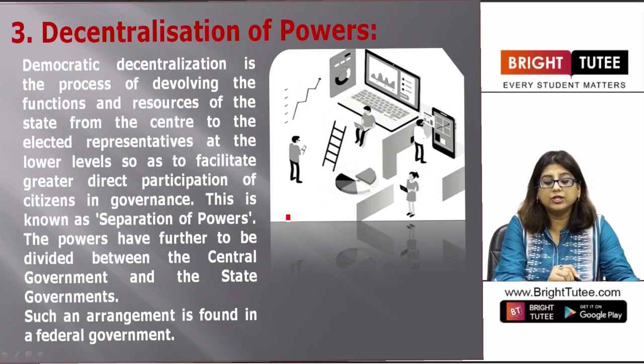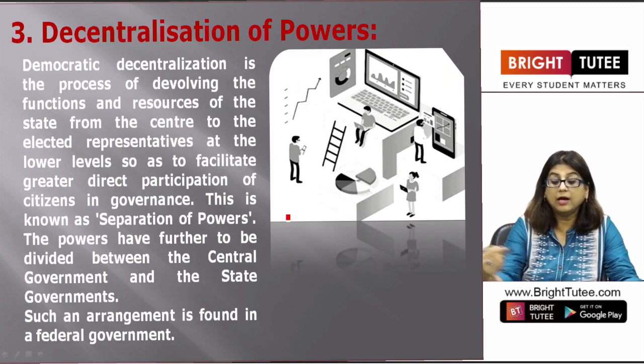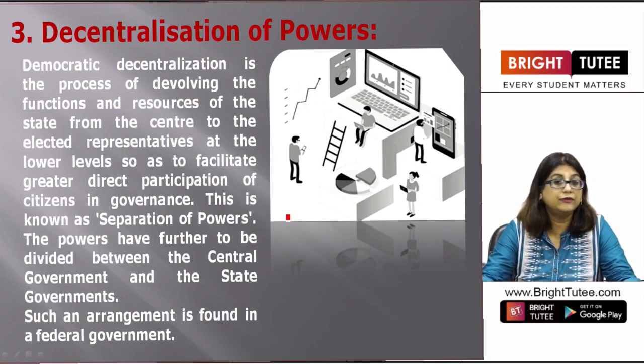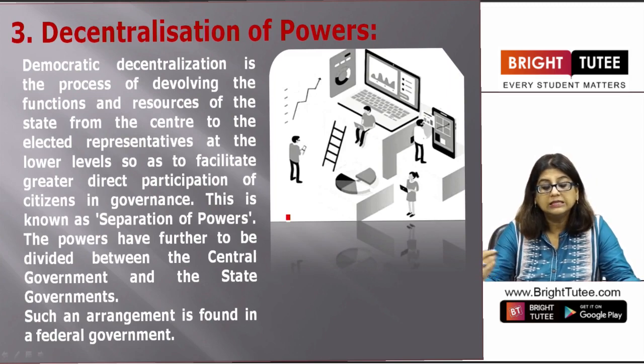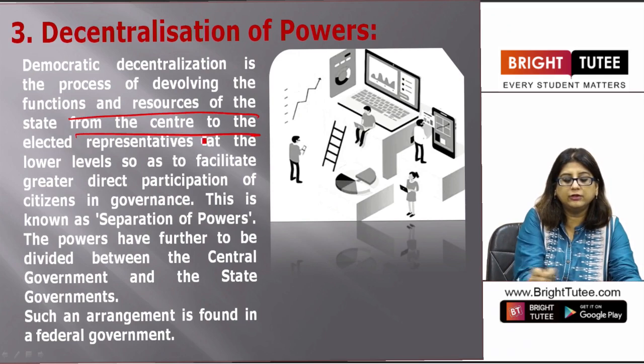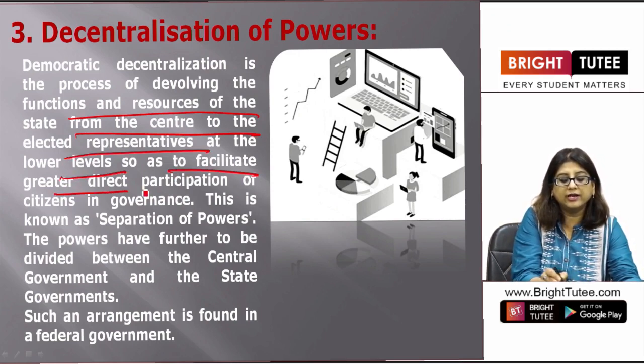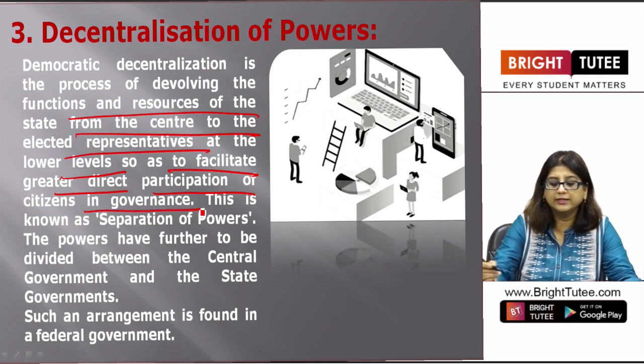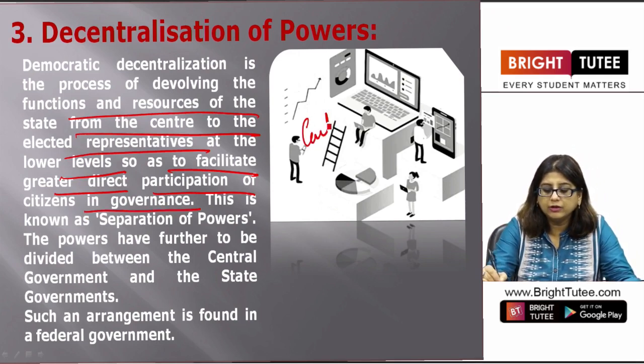The decentralization of power. That means how the powers are being divided, how the functions and the powers are being segregated, so that the functions and resources of the state go from the center to the elected representatives at the lower level, so as to facilitate greater direct participation of citizens in governance. That means if it is the central government, they are having the national issues with them to make people satisfied.